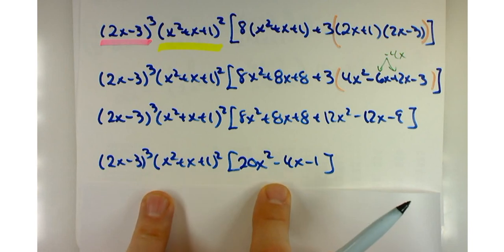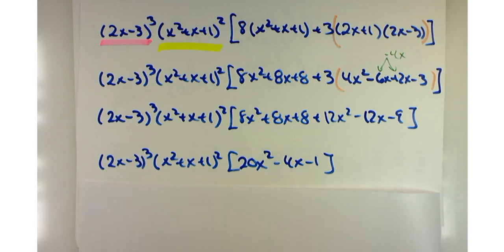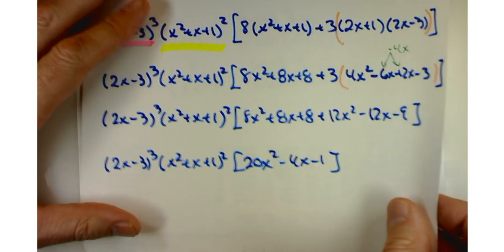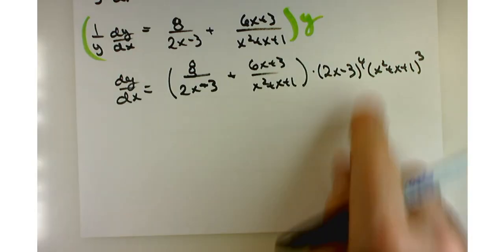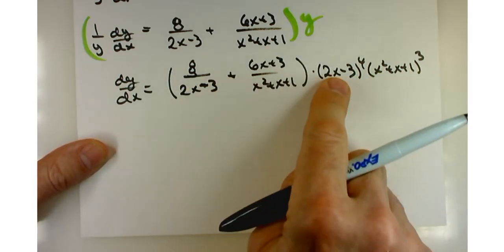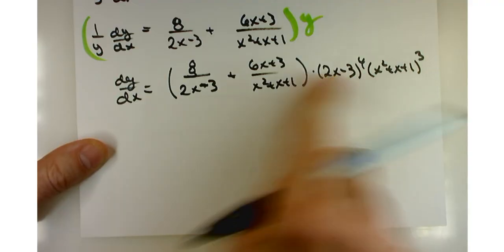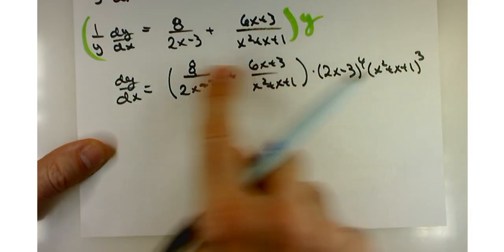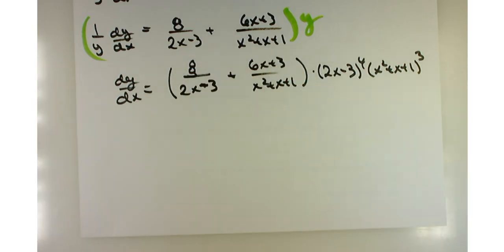So somewhat similar. If you wanted to distribute at least one of the 2x minus 3s and x squared plus x plus 1, you should be able to get the same thing here. When you distribute here, say one of these, then you get that to cancel out, distribute one of them here, you get that to cancel out, and you have some cleaning up to do, but they are going to be the same.